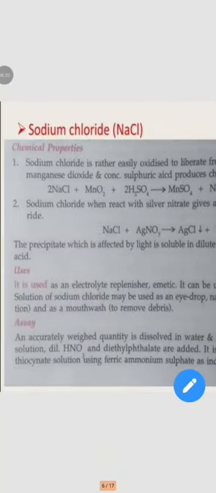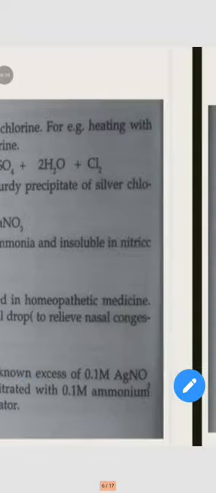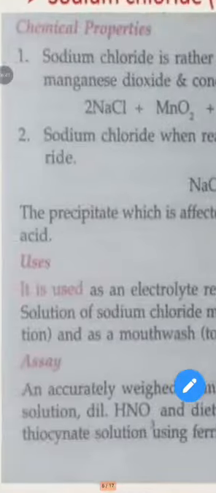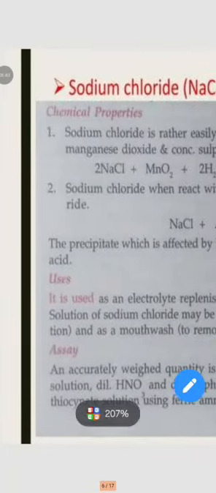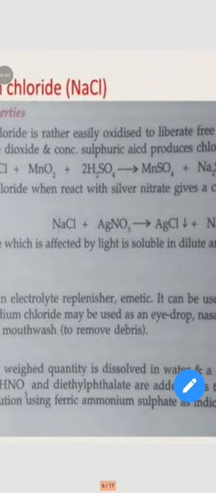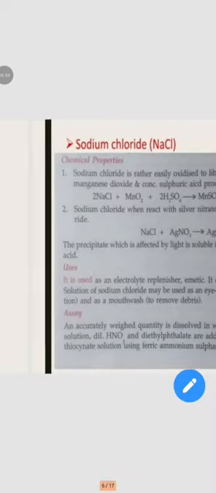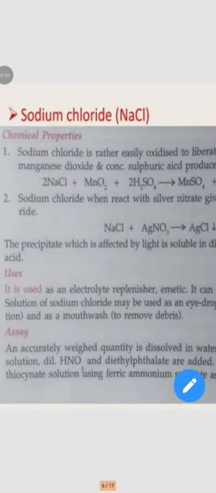The precipitate, which is affected by light, is soluble in dilute ammonia and insoluble in nitric acid. So the curdy white precipitate of silver chloride is formed. These are the chemical properties of sodium chloride. The first property is that sodium chloride is oxidized to form chlorine.